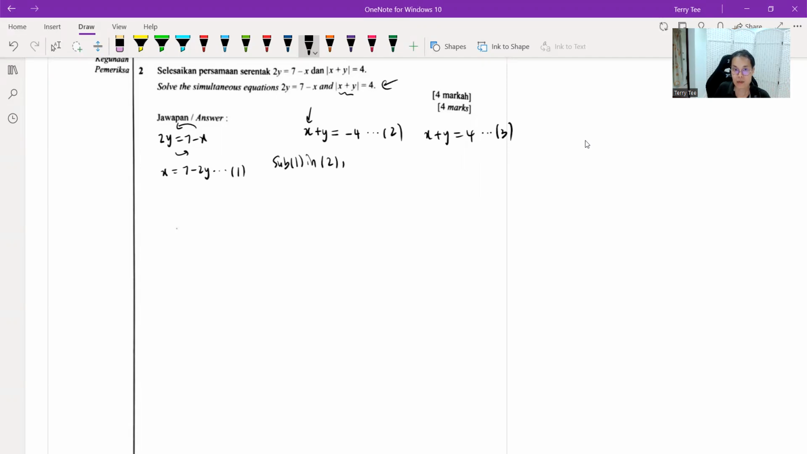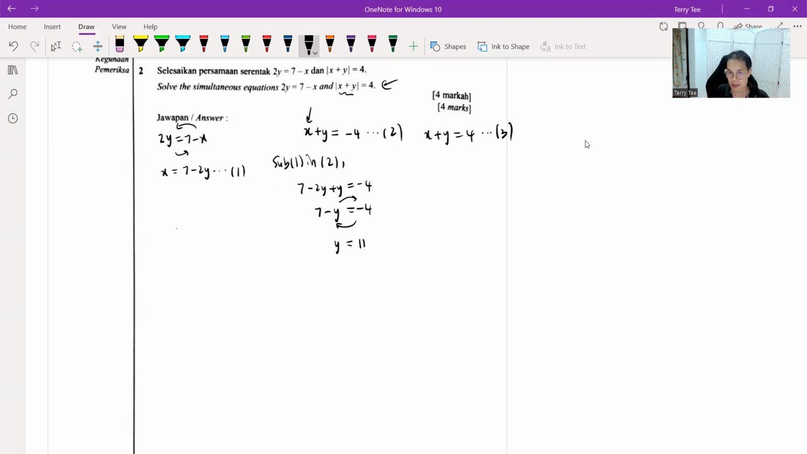Okay, the moment you substitute inside, you don't write x, you write 7 minus 2y, you plus y. The result is negative 4. 7 minus 2y plus y is 7 minus y. You get negative 4. You can bring this over. Your y is now positive y. Negative 4, bring over to the left. You get 7 plus 4.